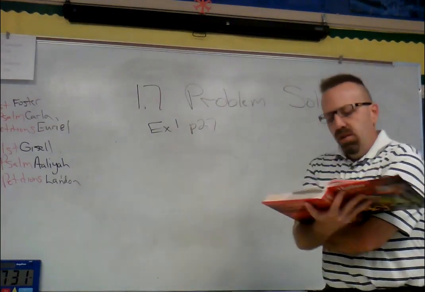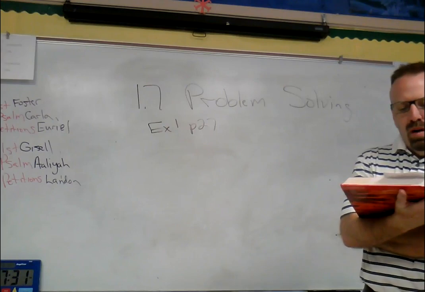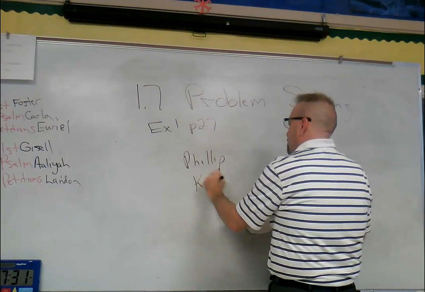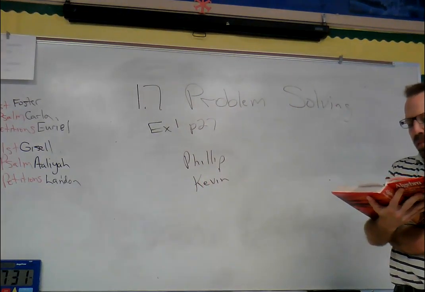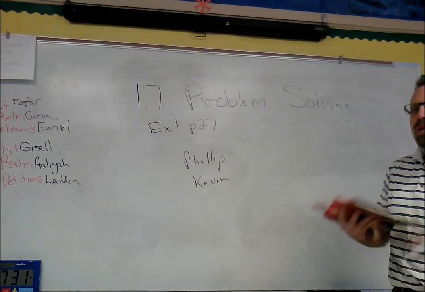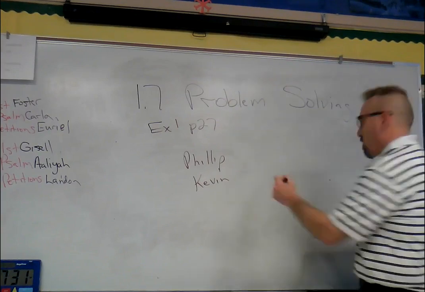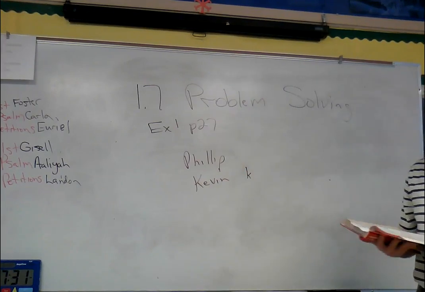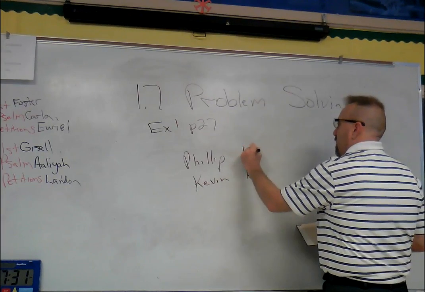So it says, Philip has 23 more dollars than Kevin. So let's write down, we're talking about Philip and we're talking about Kevin. Together they have $187. How much money does each have? So, Philip has 23 more than Kevin. How much does Kevin have? We don't know if it's K, X, M, it doesn't matter. Philip has 23 more than that. So how could we write that? K plus 23.